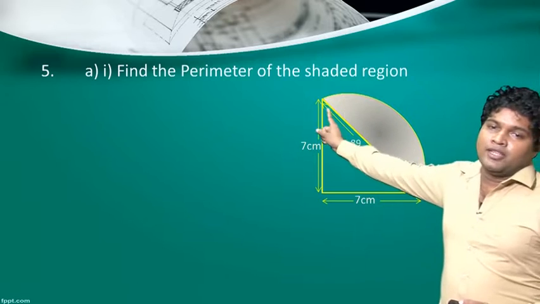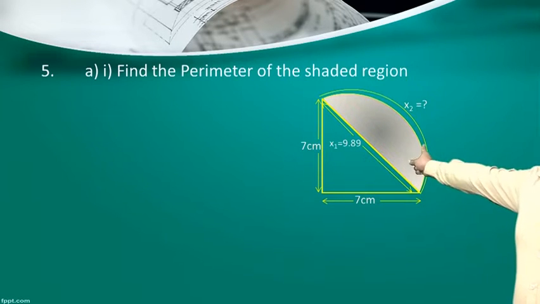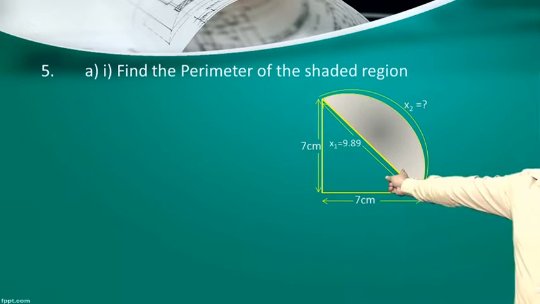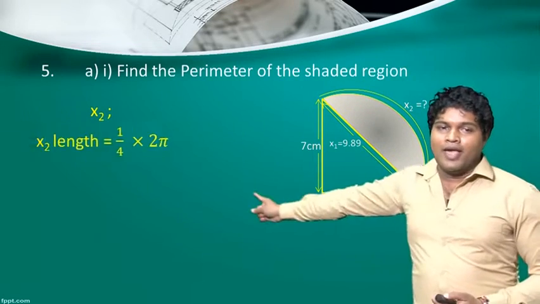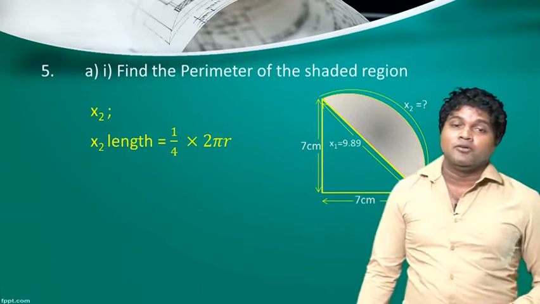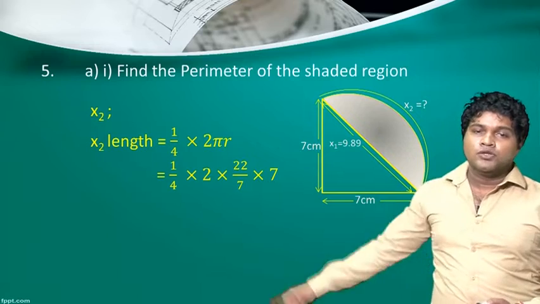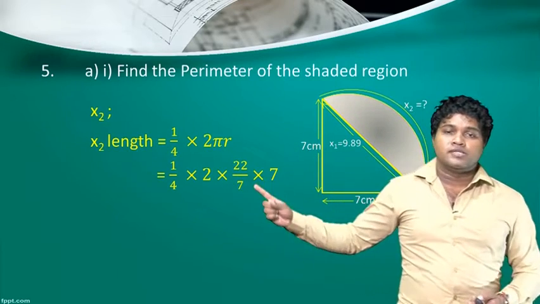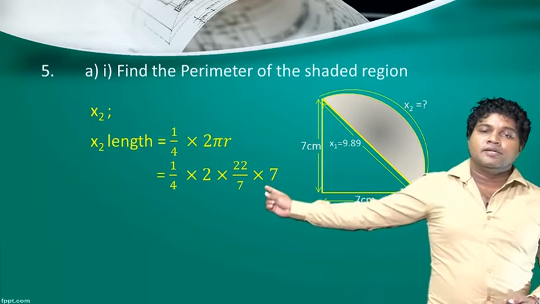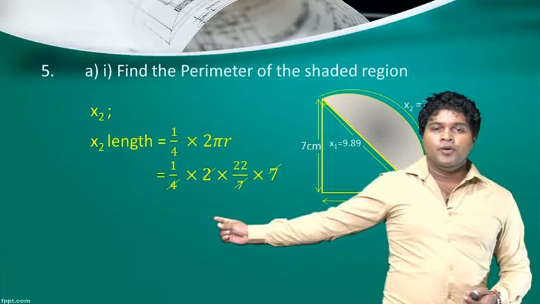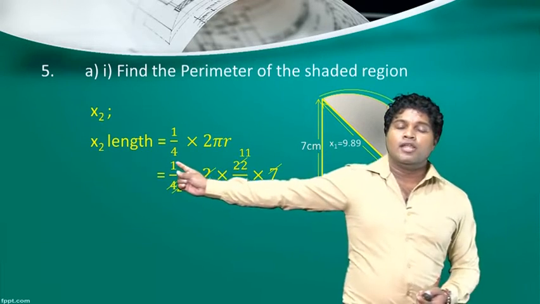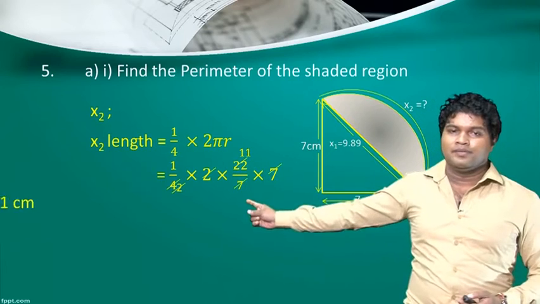Then with respect to that, you have to find x2 too. To get x2, it's an arc. To get the arc length in a sector like this, you know that it's 1/4 of 2 pi r. So for x2, the length is 1/4 of 2 pi r. You just substitute and cancel: 1/4, 2, instead of pi, 22/7, and the radius of the sector is 7. You can cancel 7 to 7, and 2 to 4, and 22 by 2 is 11, the one and only answer, 1 times 11. 1 times 11 is 11.